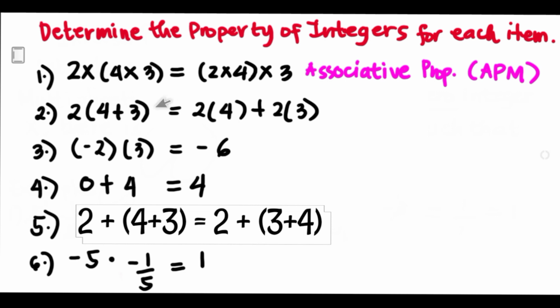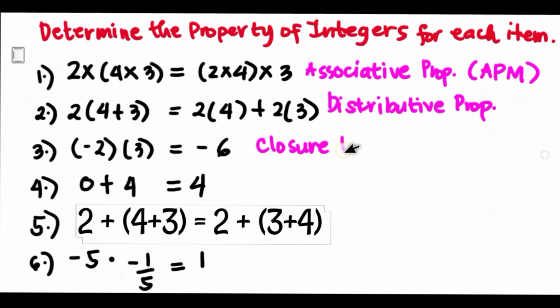Let's have number 2. 2 times the sum of 4 and 3 is equal to 2 times 4 plus 2 times 3. So, yan po ay nag-distribute tayo. So, ito po ay distributive property. Sub number 3, negative 2 times 3 is equal to negative 6. Nag-multiply tayo ng integers. Ang sagot ay integer pa din. So, ito po ay closure property.